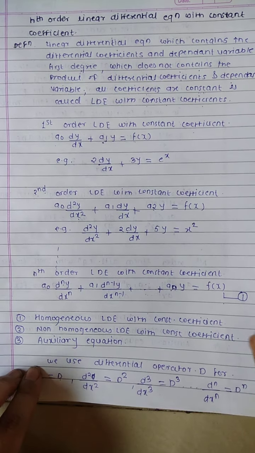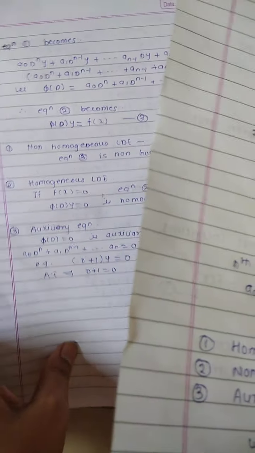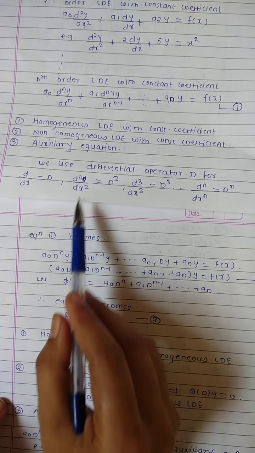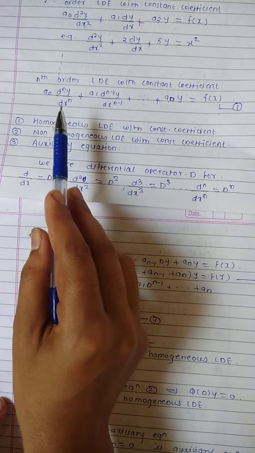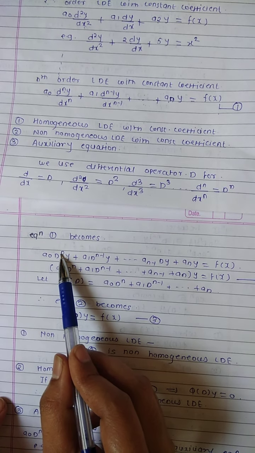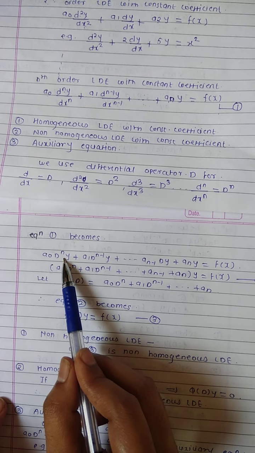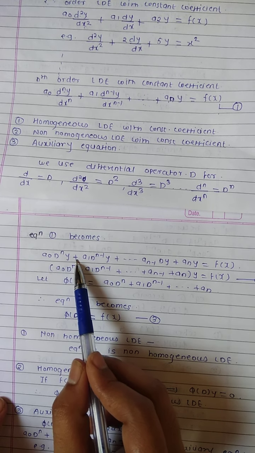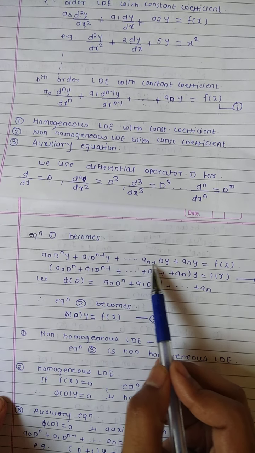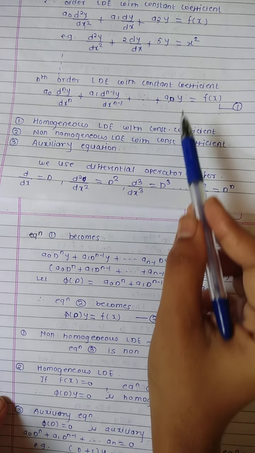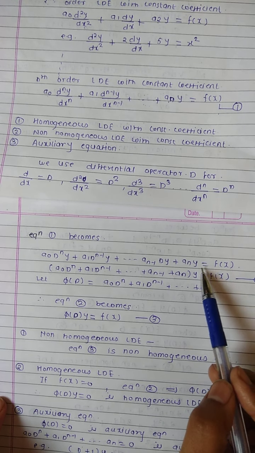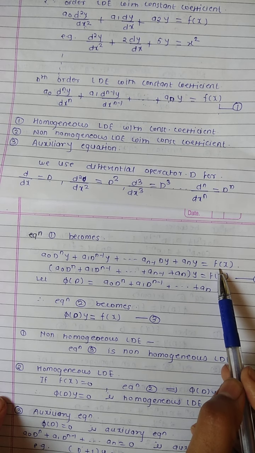So equation 1 becomes: in place of d raised to n by dx raised to n comes capital D raised to n, the rest as it is: a0 D raised to n y plus a1 D raised to n minus 1 y plus up to an minus 1 Dy plus the last an y is equal to f of x.